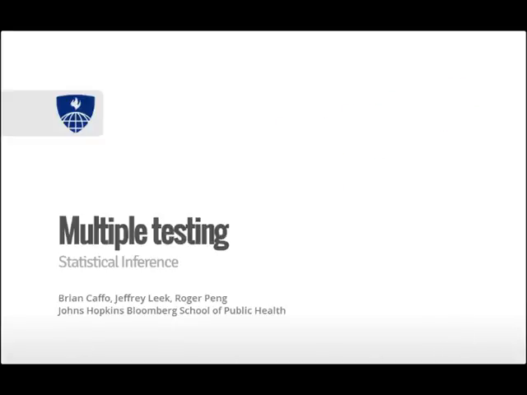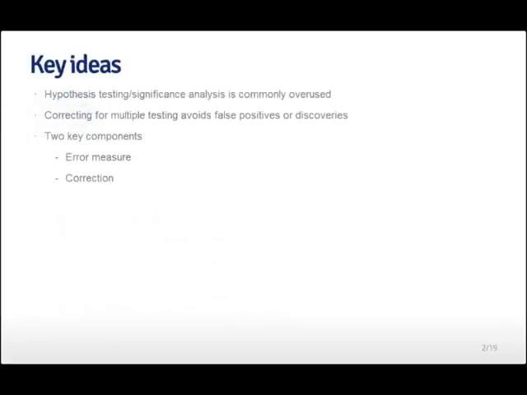This video is about multiple testing. We talked about hypothesis testing earlier in the course, and I mentioned that when you perform more than one hypothesis test, you have to do some sort of correction to make sure that you're not fooling yourself. This lecture is a little bit about how to do those corrections. The key ideas here are that hypothesis testing and significance analysis are commonly overused techniques. In particular, what people will often do is calculate multiple p-values when analyzing the same data set and then report only the smallest p-value, or report all of the p-values but claim all p-values less than 0.05 are significant, which leads to some problems that I'll demonstrate in a minute.